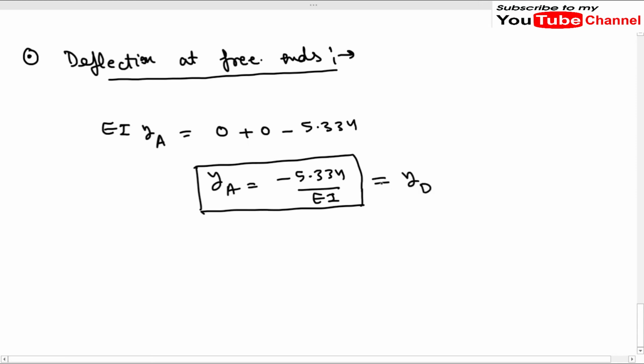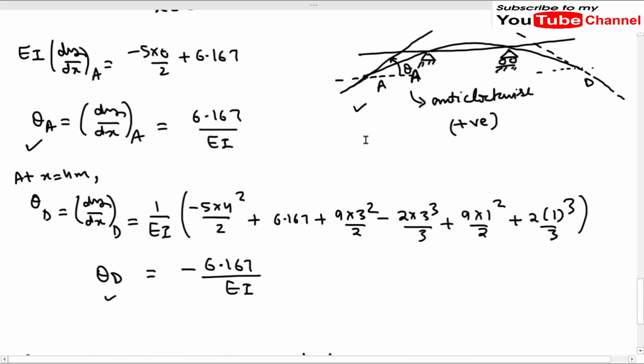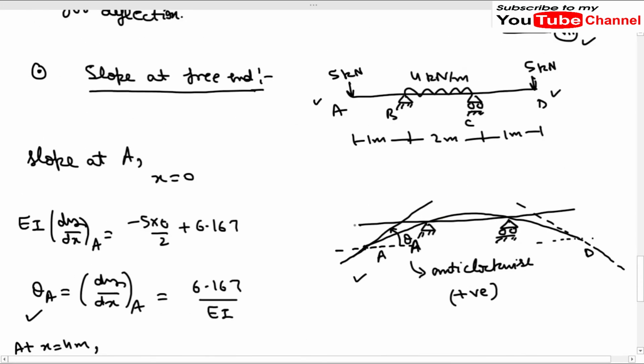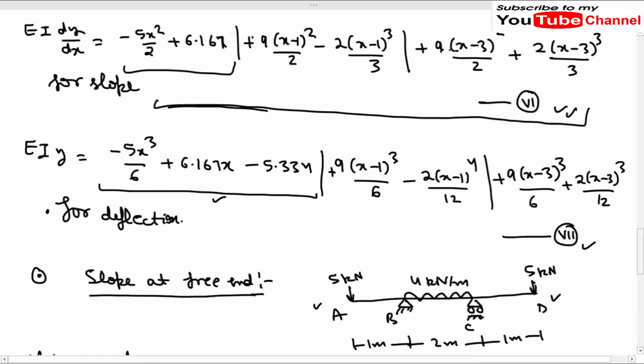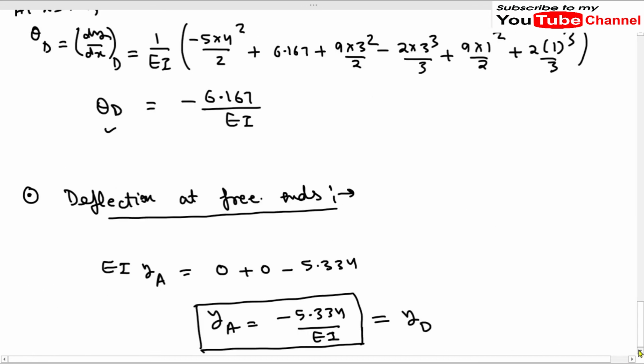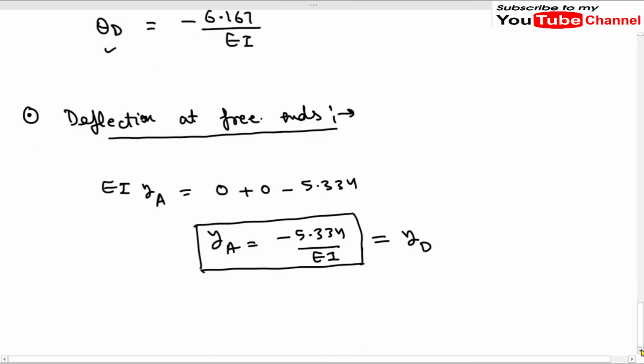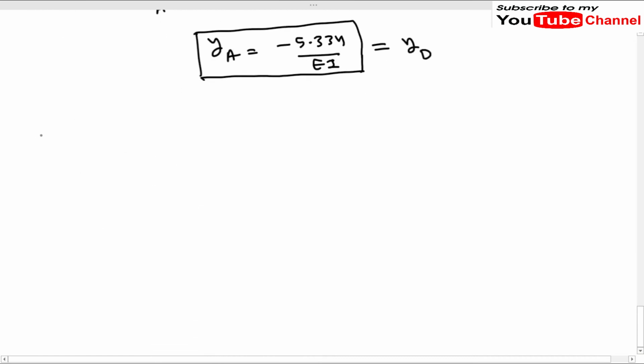The sign will remain negative, because as you can see here, both the points A and D are deflecting downward. Downward means the sign will be negative according to our sign convention. So this was our deflection at the free ends. Now the last task for this tutorial is to find out the maximum deflection. So this is our last task.